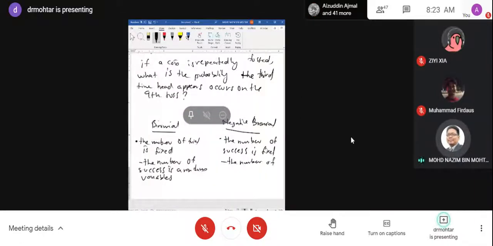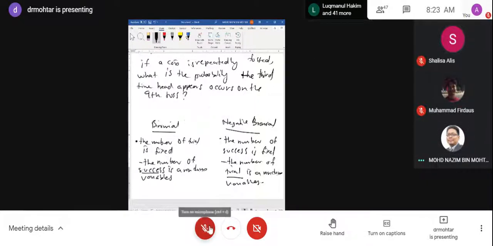The number of trials, right, so this number of trials and this number of successes is a random variable. Can you see the difference? Yes, doctor. Good, good.